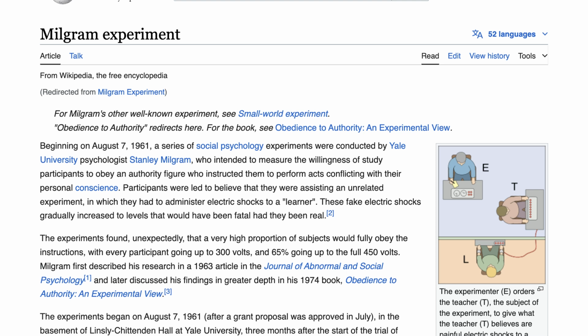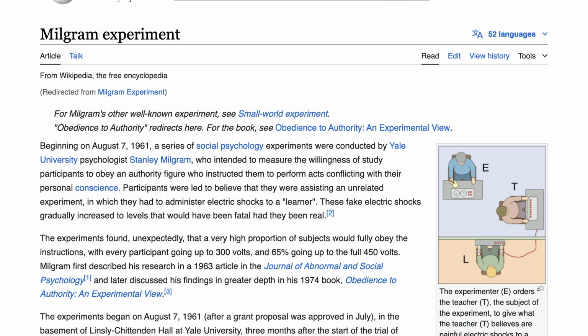Participants were led to believe that they were assisting an unrelated experiment, in which they had to administer electric shocks to a learner. These fake electric shocks gradually increased to levels that would have been fatal had they been real. The experiments found, unexpectedly, that a very high proportion of subjects would fully obey the instructions, with every participant going up to 300 volts, and 65% going up to the full 450 volts.